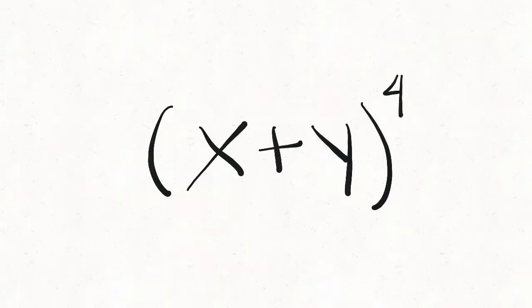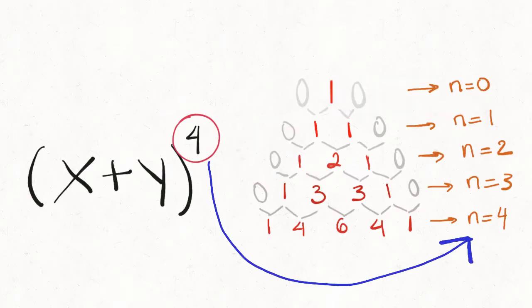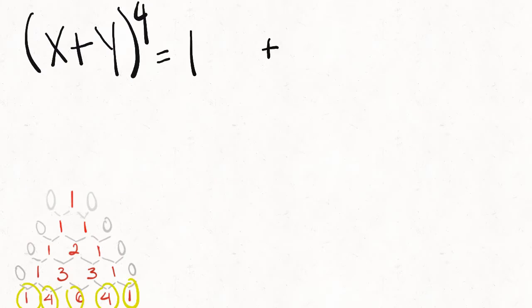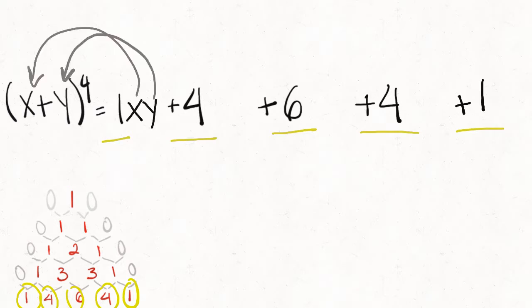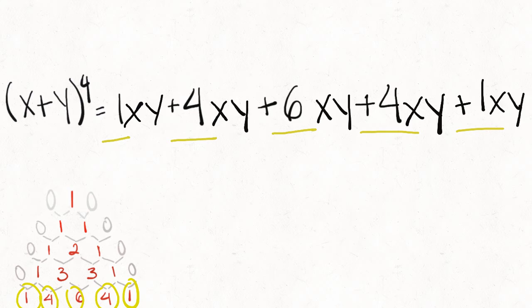Let's see an example. Let's take the same example, (x + y) to the 4th power. In here, our power is equal to 4, so it means that we go to the 4th row. Remember that the rows start from 0, so it will be equivalent to the 5th row. Now, in this row, we take all these numbers and write them down as the coefficients of our binomial expansion. The next thing to do is to write x times y in every single term.